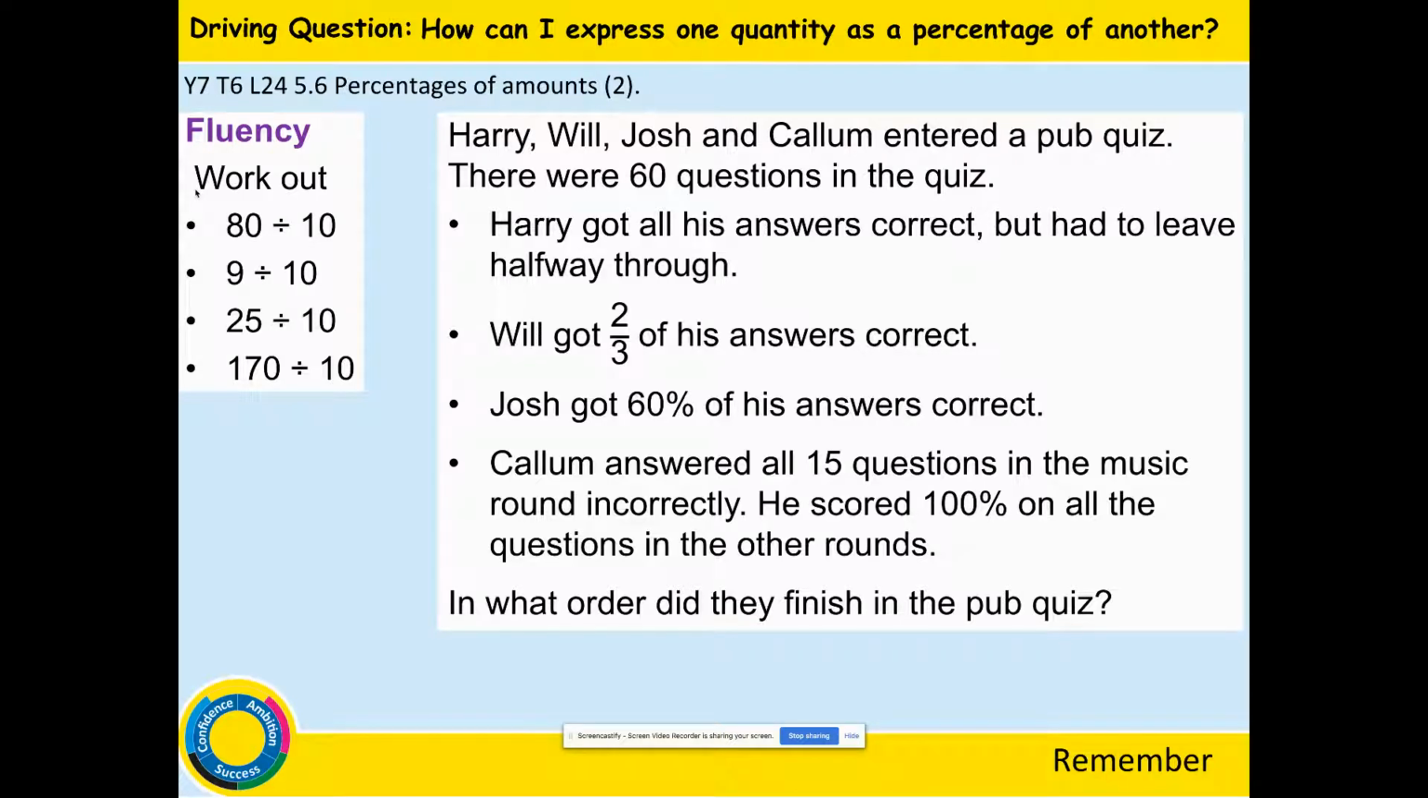Term 6, Lesson 24, Unit 5.6, Part 2. Here's a remember task for you to try out. A little bit of fluency there on the left, a little bit more wordy on the right. Give this a go, press pause on the video, and press play when you're ready to carry on.